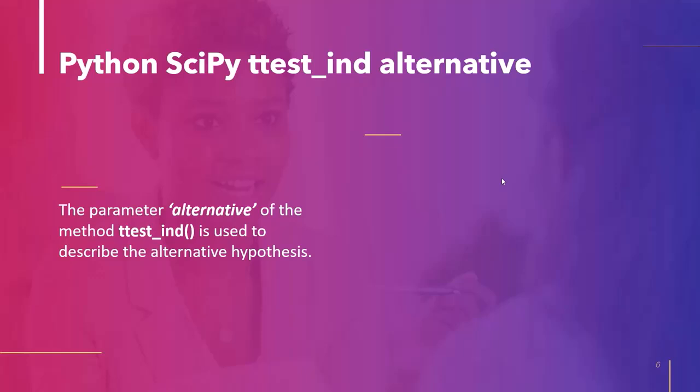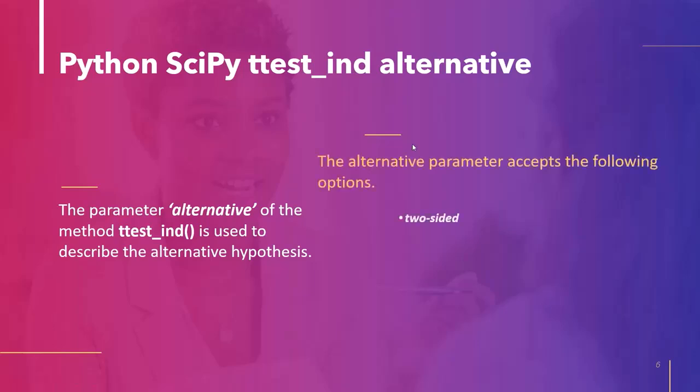The next topic is Python SciPy ttest_ind alternative. The alternative hypothesis is specified by the ttest_ind parameter named alternative. The following alternatives are accepted for the alternative parameter. Two-sided: it signifies that the distribution means which the samples are drawn from are not equal. Less: the first sample's underlying distribution mean is lower than the second sample's underlying distribution mean. Greater: it means that the distribution mean for the first sample is higher than that of the second sample distribution.